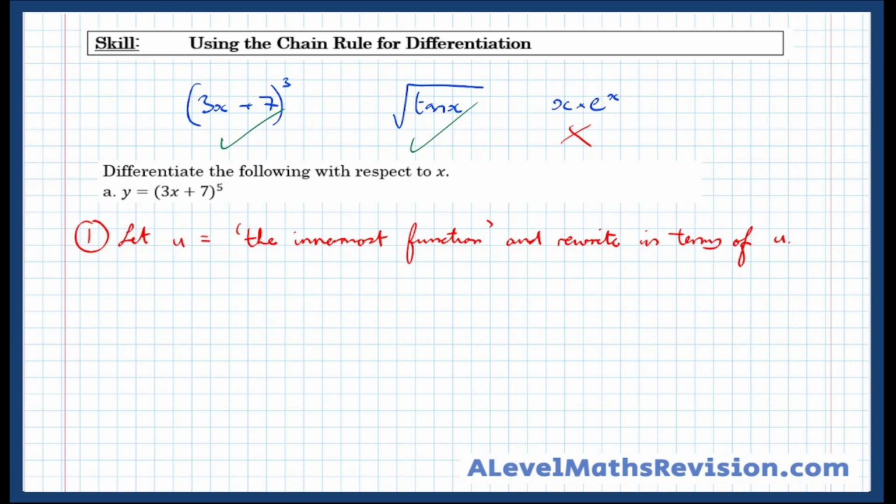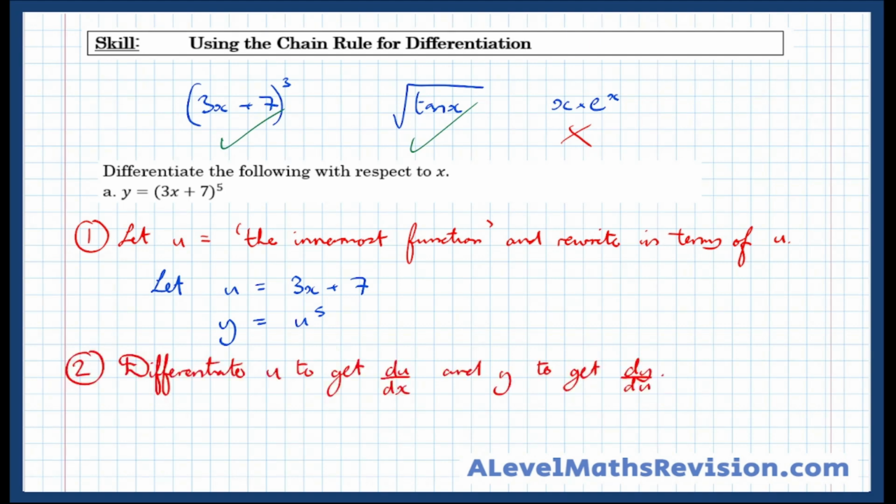Step 1, let u equal the innermost function and rewrite in terms of u. So the bit on the inside, the innermost function, which here, the bit wrapped into the power of 5, is 3x plus 7. 3x plus 7 is the innermost part. So let u equal 3x plus 7. Then rewrite in terms of u. We've got then y equals u to the power of 5. And that's step 1 done.